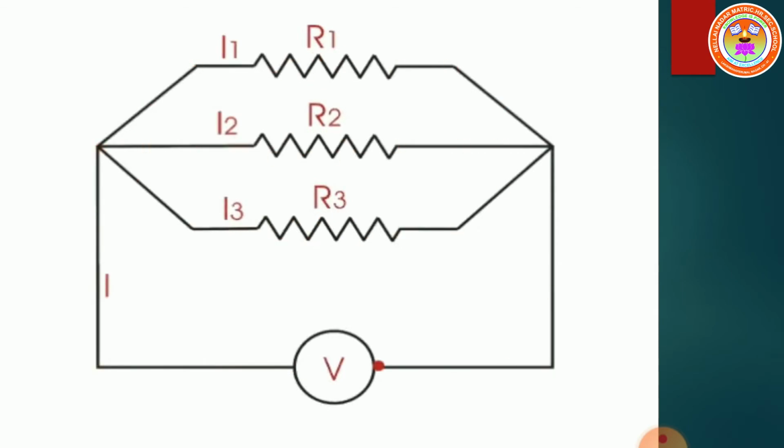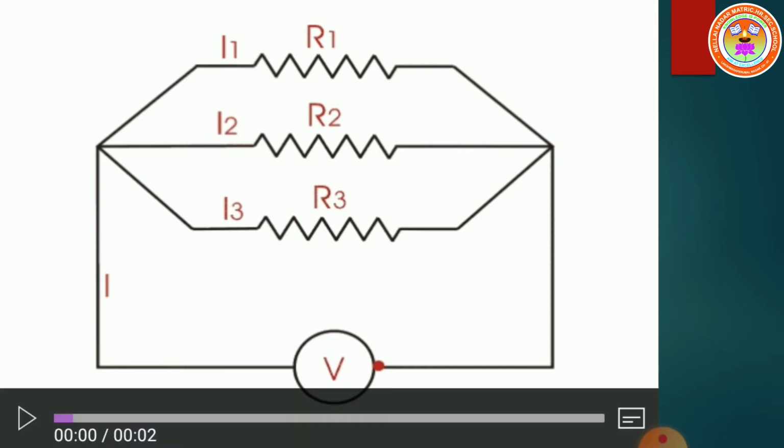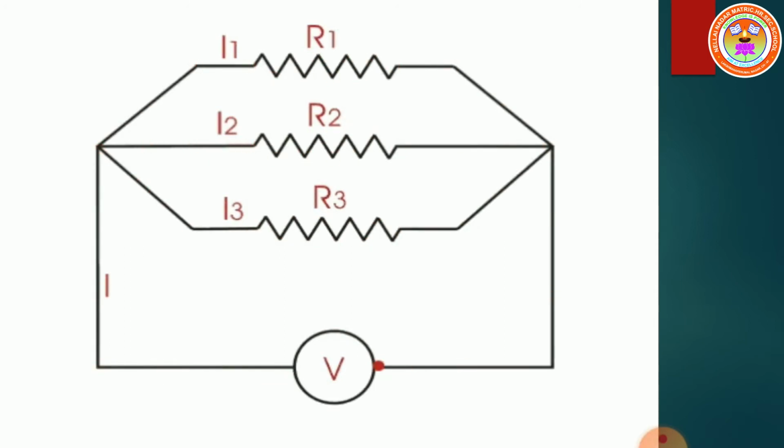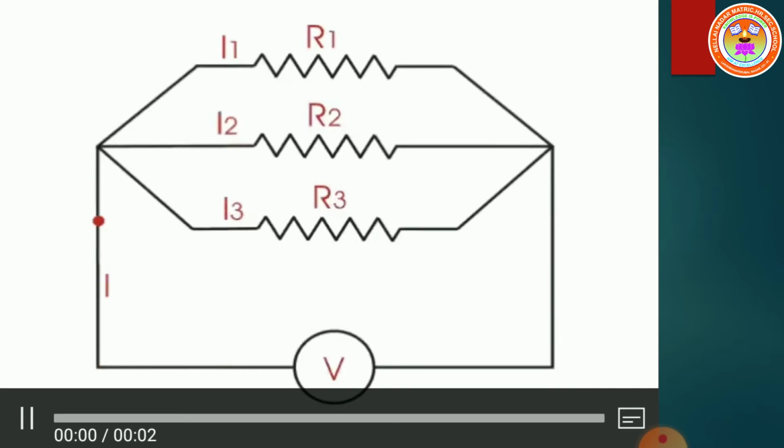The three resistors are connected in parallel. In the R1 resistance, I1 current is flowing. In R2 resistance, I2 current is flowing. And in R3 resistance, I3 current is flowing. Here, the voltage is supplied through the battery.